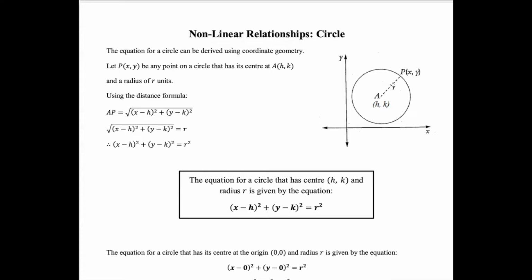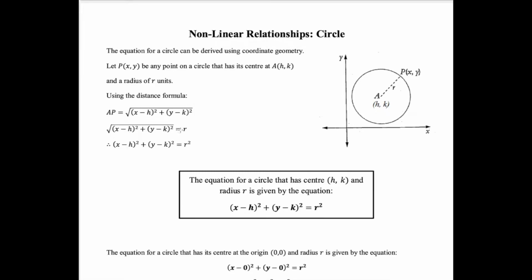We can let P be a point on the circle. So P can be a point on the circumference of the circle, and we can use the point X, Y to represent this. And the center of the circle, we can let that be H, K. Now to find the distance of AP, we can use the distance formula, where we take the square root of the difference of the two X values, so X minus H squared, plus the difference of the two Y coordinates squared, okay? So AP is equal to the square root of X minus H squared plus Y minus K squared. And essentially, we know that AP is the radius of the circle. So we can just say AP is equal to R.